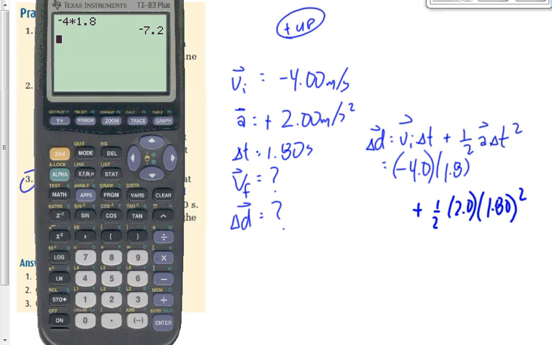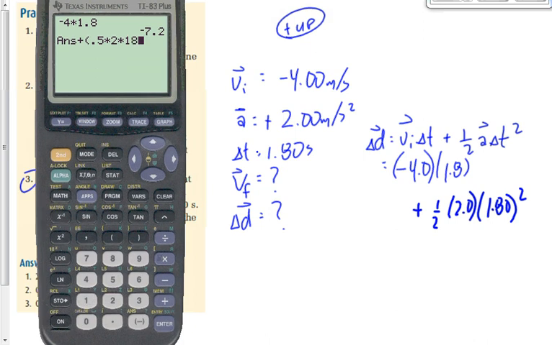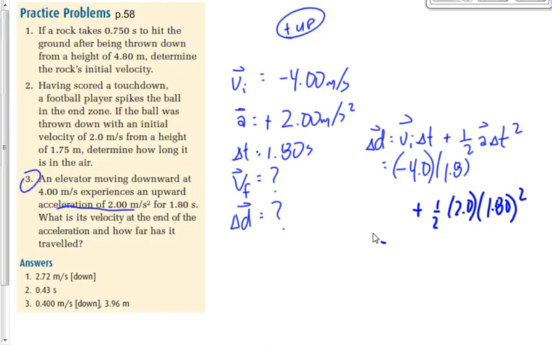Let's add to that and use some brackets here. 0.5 times 2 times 1.8. Almost forgot to square that. 1.8 squared. Make sure you can get this yourself, okay? We end up getting negative 3.96. Oh, negative. It shouldn't be negative, should it? What does that mean? Spencer, what does a negative mean there?